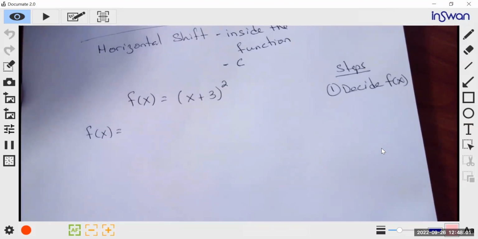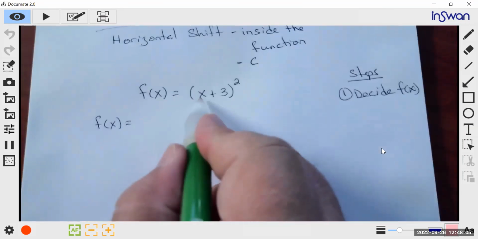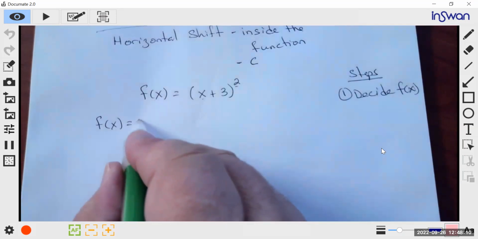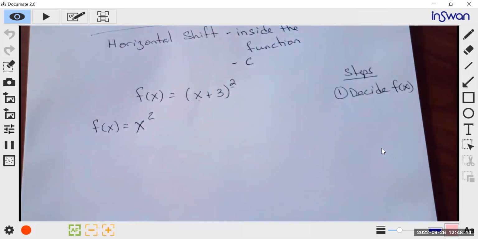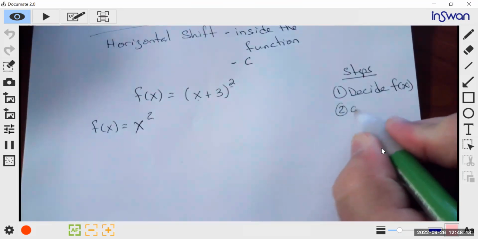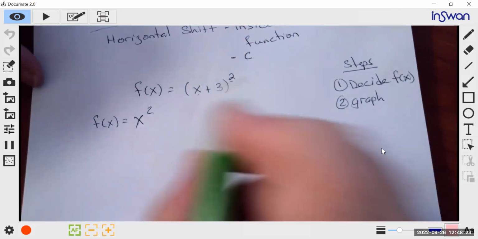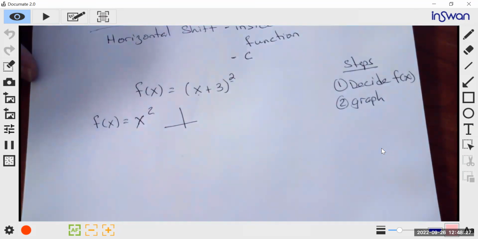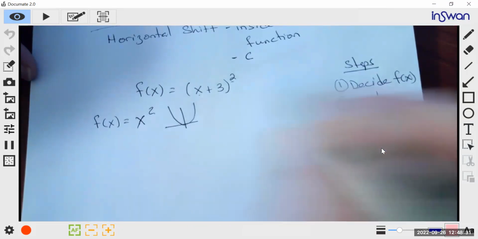What is the function? No, here's x, right? It's squared. It's x squared. We need to know that because we need to know the original graph. What does x squared look like? X squared is a parabola.